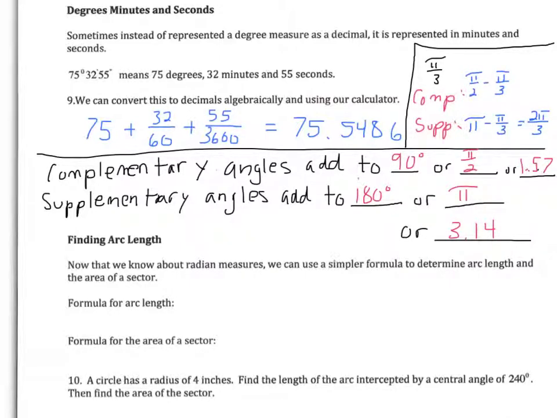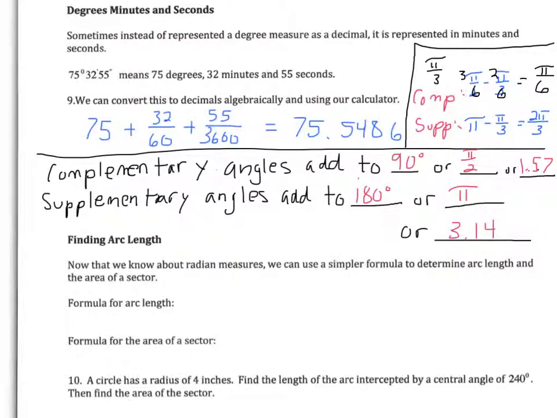So to find our complementary angle, we want to say pi over 2 minus pi over 3, which is a little bit tough because we're going to need to get some common denominators. So we'll multiply the top by 3 and the bottom by 3, and then the top by 2 and the bottom by 2. So our complementary angle would be pi over 6.